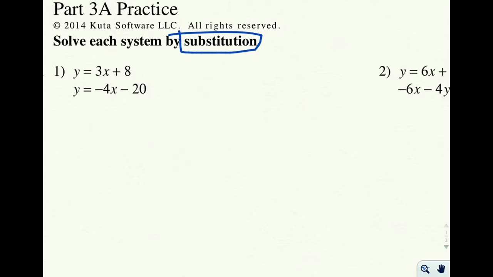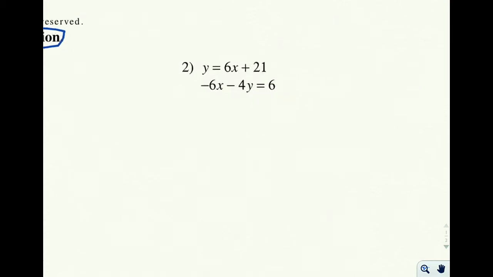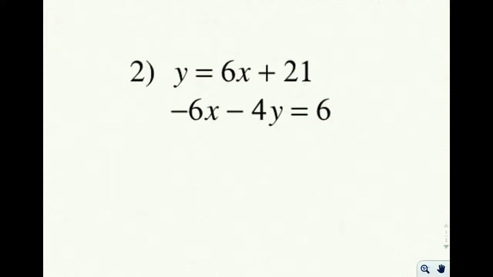However, with substitution or some of the other techniques we're going to look at next, like elimination, you can get an exact answer every time. So to take a look at this, we're going to start out with number 2. Our goal is to get one of the variables alone. And once we do that, we will then plug in its contents into the other equation.